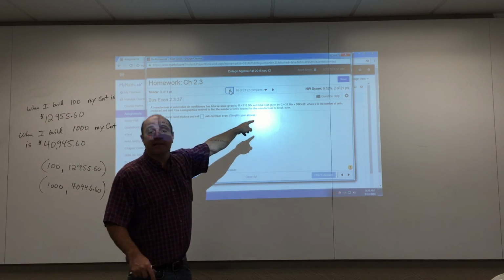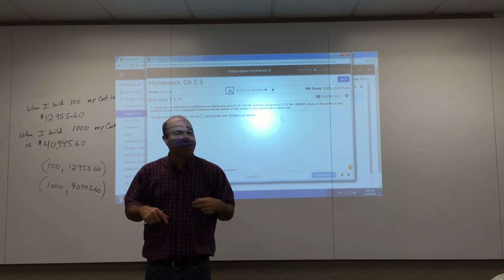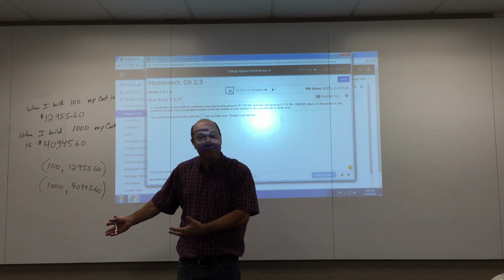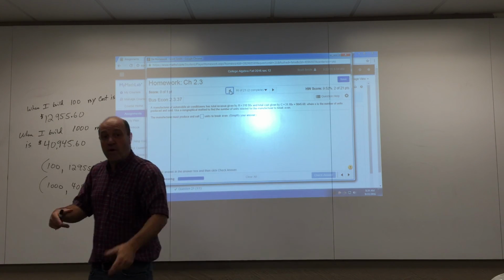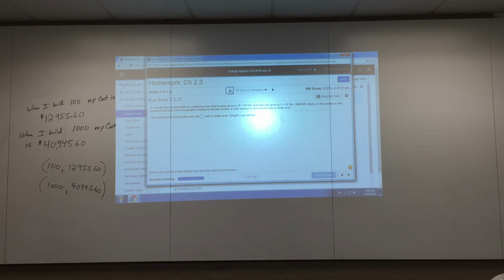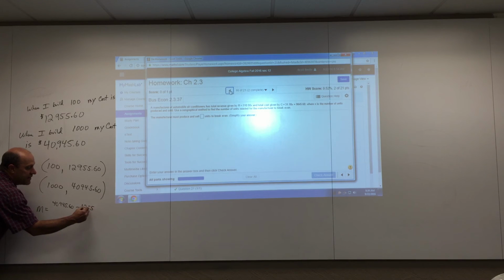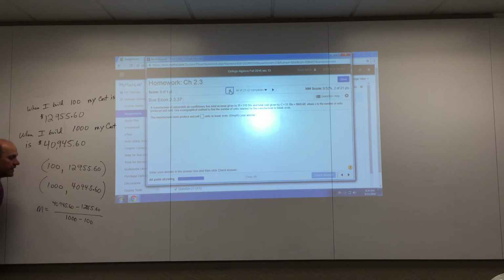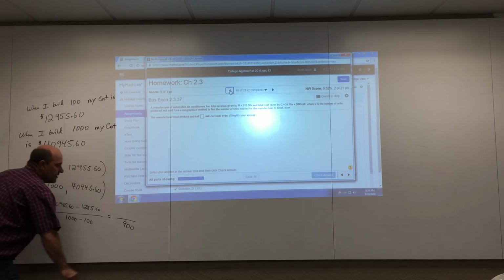I know it was given to us in this problem, but I was thinking about not giving it to you, making you find it. You learned how to do that in chapter 1. If you've got 2 points, can you find the cost equation? So let's do it. The slope is that y minus that y, these are some big old y's here, be careful, over 1,000 minus 100. You guys know how to do this, right? Can you help me? I know the denominator is 900. The numerator is?